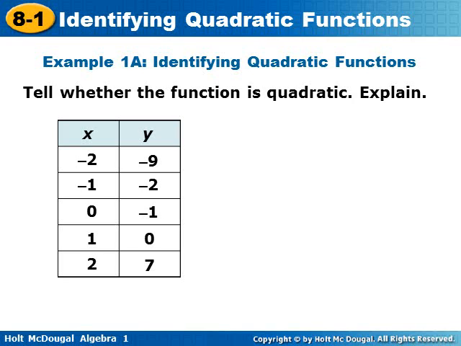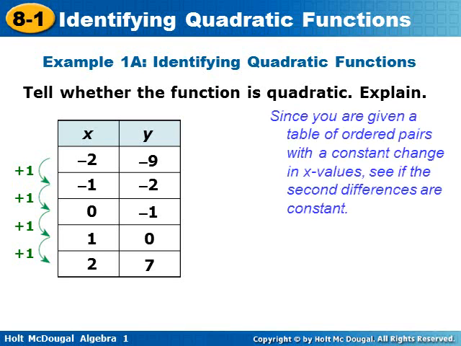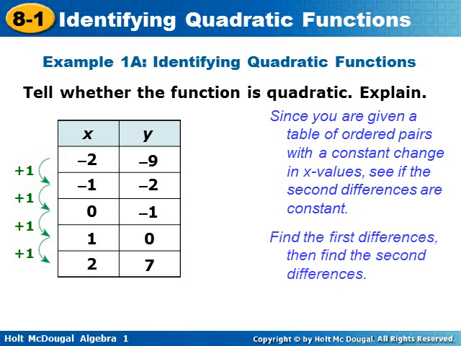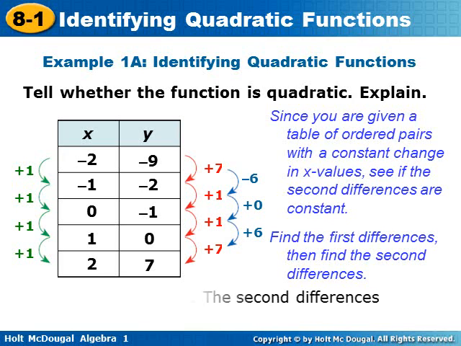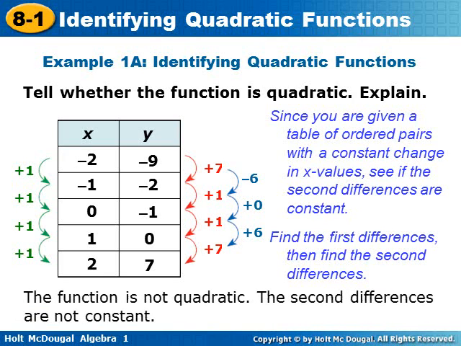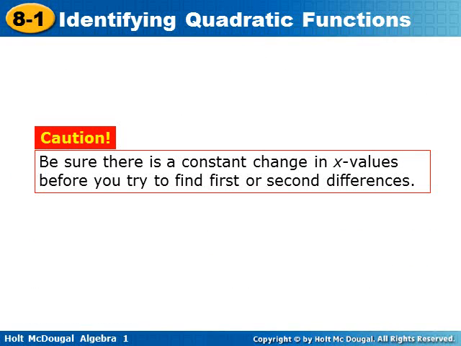Tell whether the function is quadratic, explain. So they have a table of x values and y values. First, you check for a constant change in x. Then you find the first differences, which is plus 7, plus 1, plus 1, plus 7. And then you find the second differences. This function is not quadratic because the second differences are not constant. Be sure there's a constant change in x values before you try to find first or second differences.